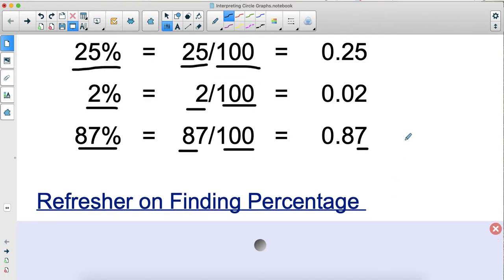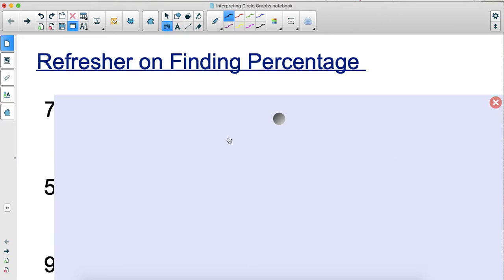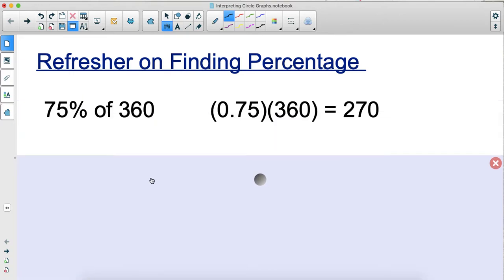Okay, let's do a little bit of a refresher on finding percentages. So how do we find 75% of a number? So we'll find 75% of 360. Okay, so what we're going to do is turn that 75% into a decimal. Remember, 75 hundredths, so our 5 is in the hundredths here. So 75% turns into 0.75.